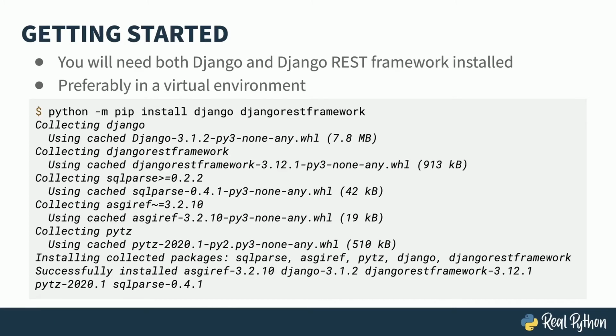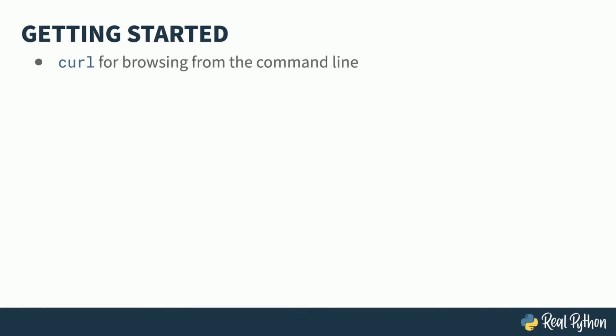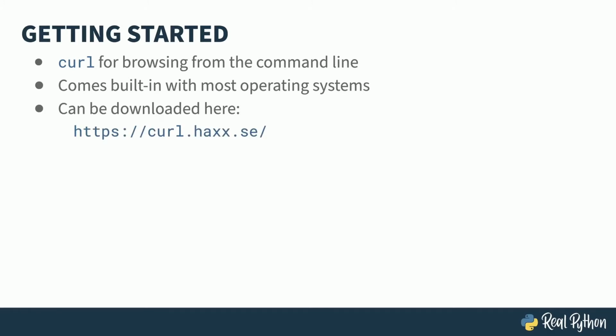If you run this command, you'll get a long list of output as Django, DRF, and all of their dependencies get installed. I'll be using the command line tool curl to show you some of the results coming out of the DRF. Curl comes built in with most operating systems, but in case it doesn't come with yours, you can get it at curl.haxx.se.